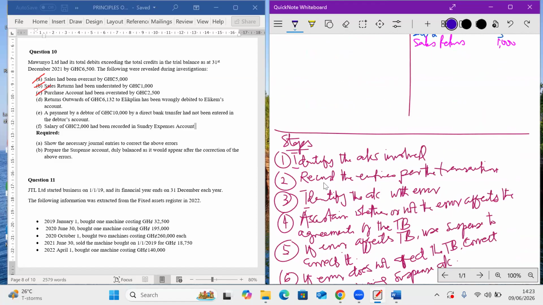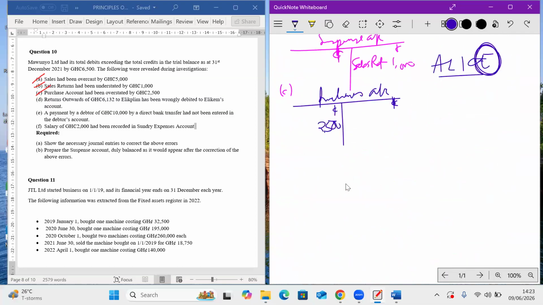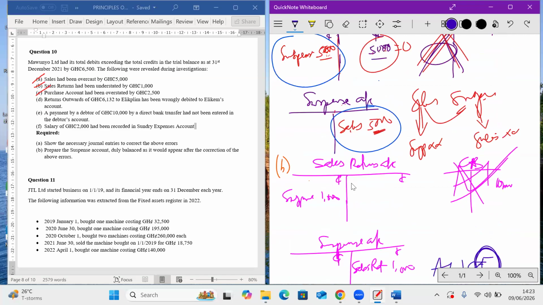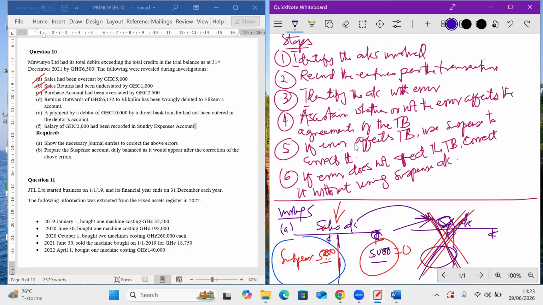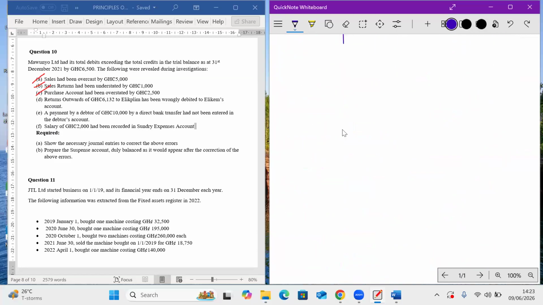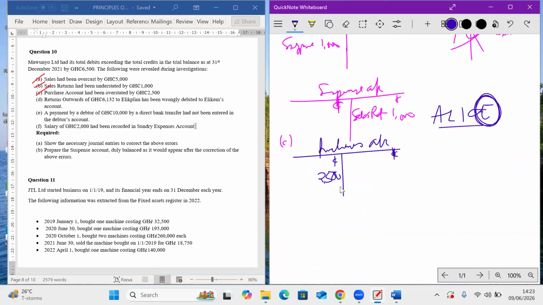Identify the accounts with the error. So which account has the error? Purchase account. The same account has the error. Let's go. Ascertain whether the error affects the agreement of the trial balance. That error, the error which has the overstatement. What type of error is it? Error of cast. Does it affect the trial balance or it does not? It does, straight away.